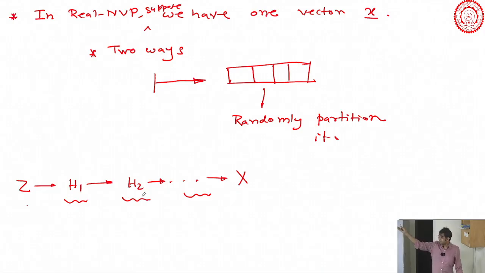There is one more reason for partitioning it randomly, because you don't want a pattern to emerge. I mean, you want it to be random, right? There is another way of doing it, which will actually give the same result. So this is option 1, and this is option 2. In option 2, you have x.